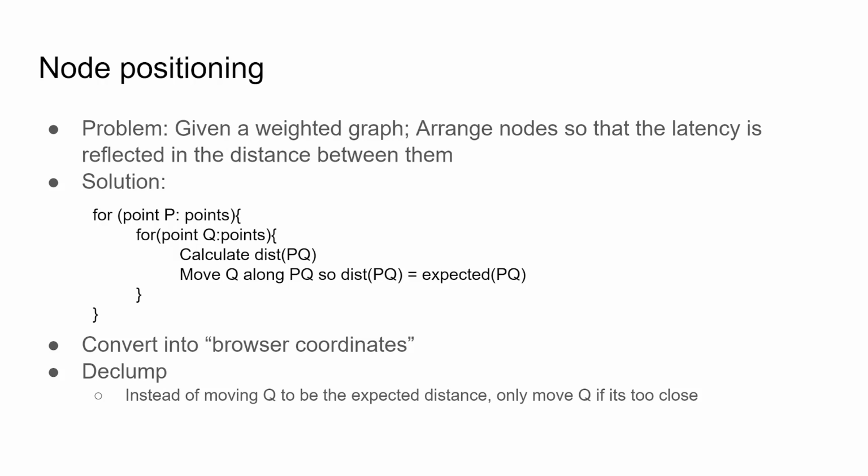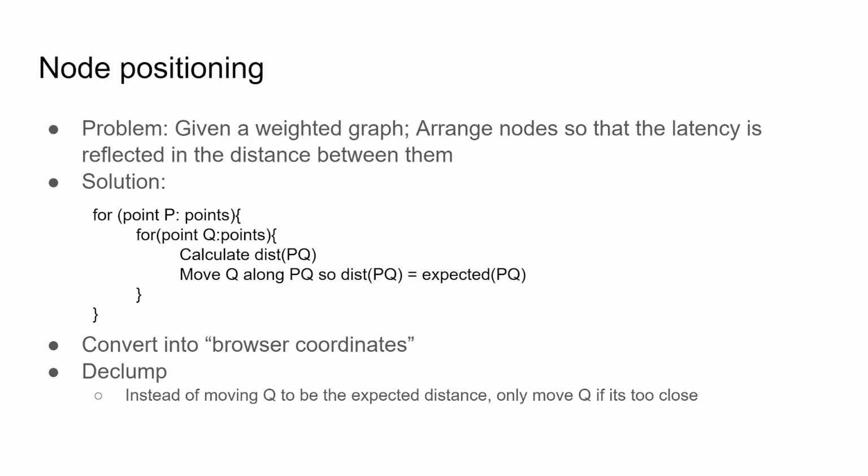So let's talk about node positioning. This was kind of an interesting problem. Given a weighted graph, arrange the nodes so that latency is reflected in the distance between them. Basically, if point A and point B have really low latency, then they should be really close together. If point A and point B have really large latency, they should be far apart from each other, just to visually represent that in the final output.